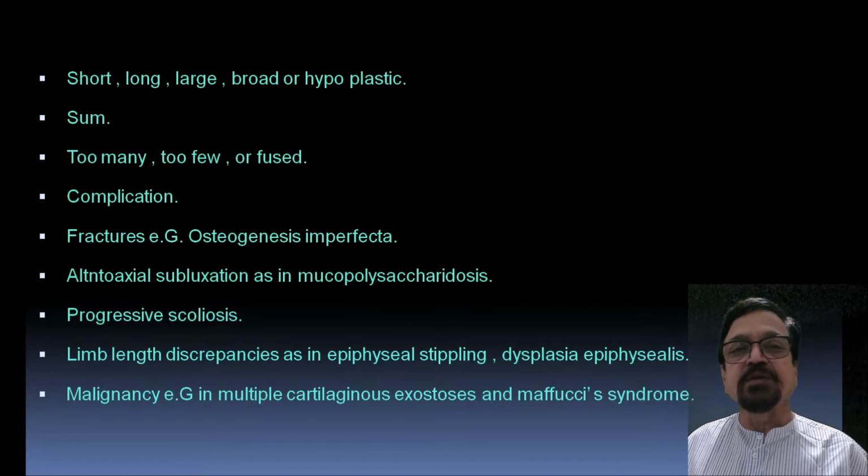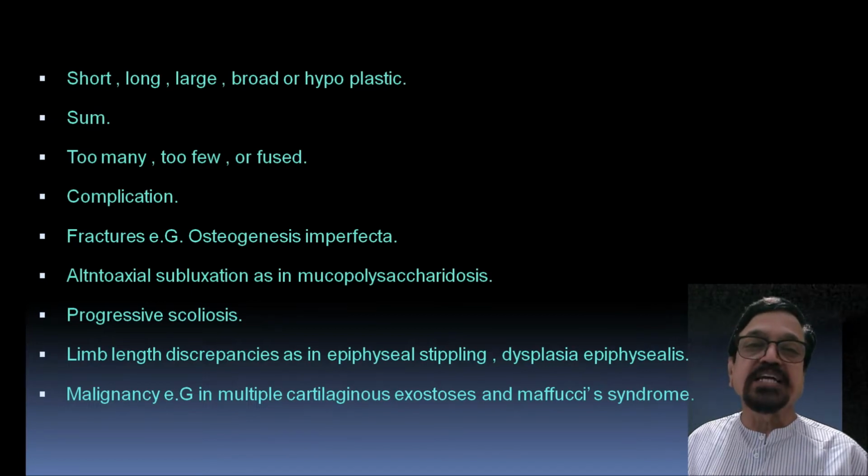Then we have to do the sum of it. Sum is the addition. We have to sum all the findings which are seen in the different X-rays: which bones are long, which are short, which are flared, which are fused, which are fewer, and which are many. If there is any additional bone or additional element of a bone, or there are fewer, or if they are fused.